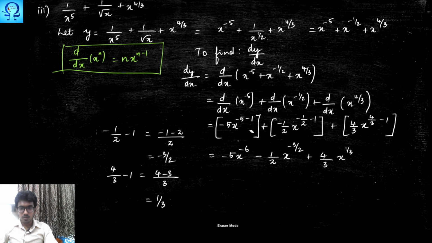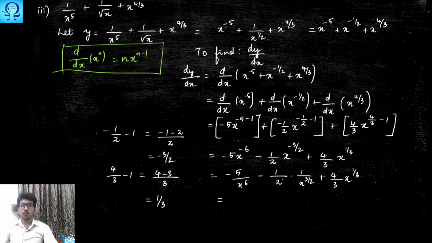So when you do those things, you will have minus 5 upon x power 6, minus 1 upon 2, 1 upon x power 3 by 2, plus 4 upon 3 x power 1 by 3. So if you want, you can leave it like this, or else you may change the second term as minus 1 upon 2 x power 3 by 2 plus 4 upon 3 x power 1 by 3. So we may write like this.